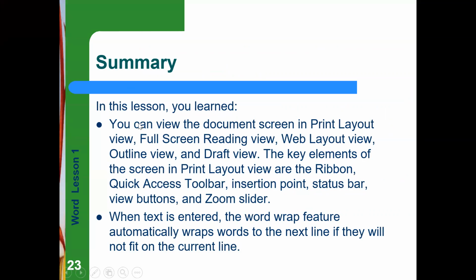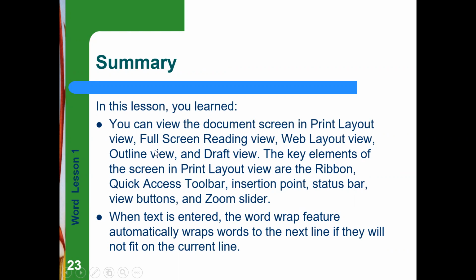So today we have learned all these things. In this lesson you have learned you can view the document screen in print layout, full screen reading view, web layout view, outline view, draft view, the key elements of the screen and the print layout view, or the ribbon, quick access toolbar, insertion bar, status bar, view buttons, or zoom type. So these are things we learned today, right?